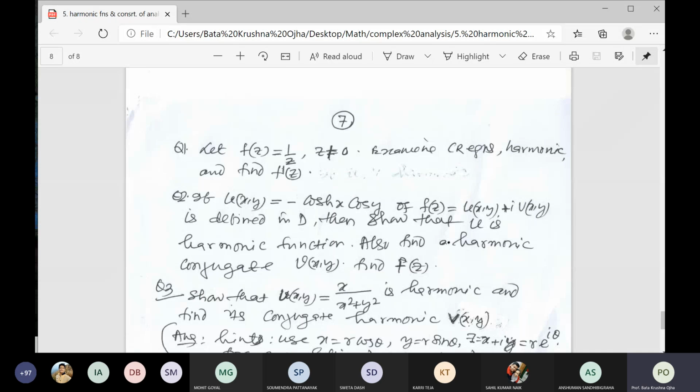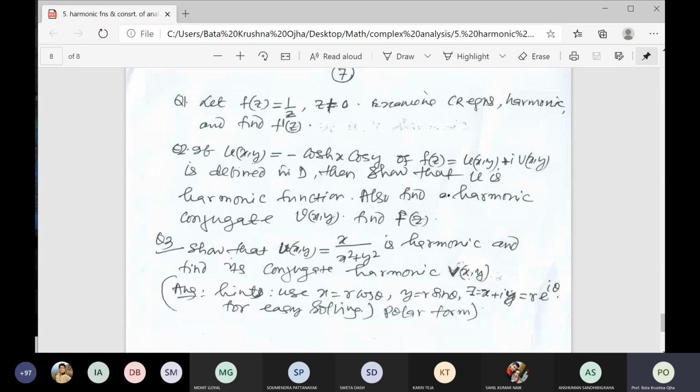Similarly, question 2, u is equal to minus cos hyperbolic x and cos y, that is defined in D. Then show that u is a harmonic function. Also find a harmonic conjugate v of u. Find f of z. So you should know what is the derivative with respect to x and y of hyperbolic functions.